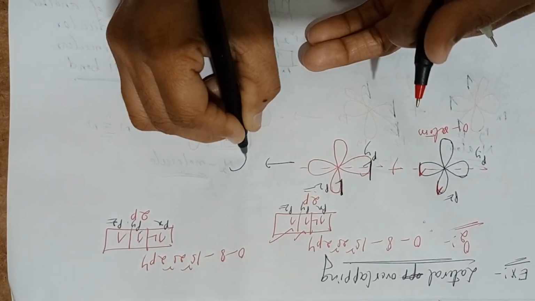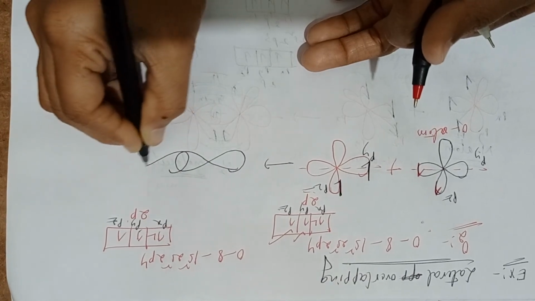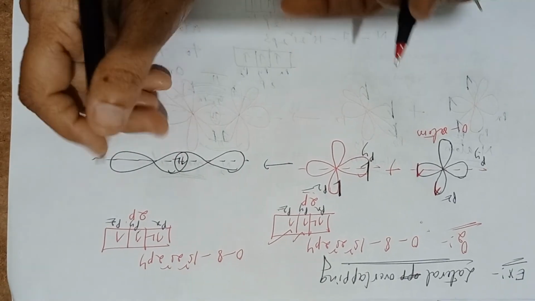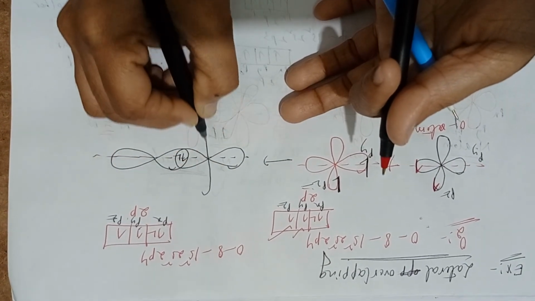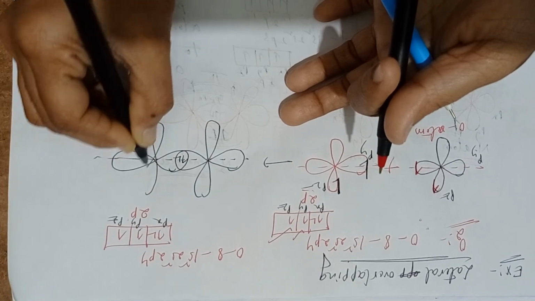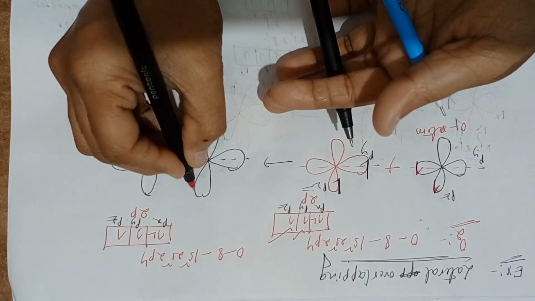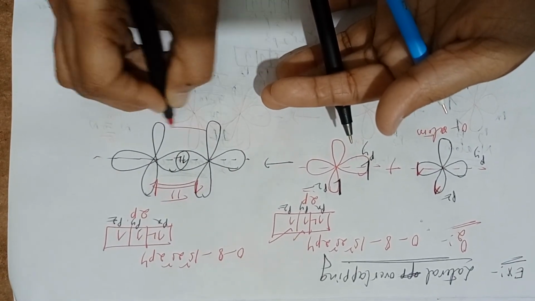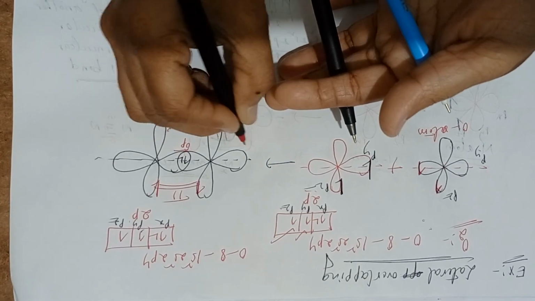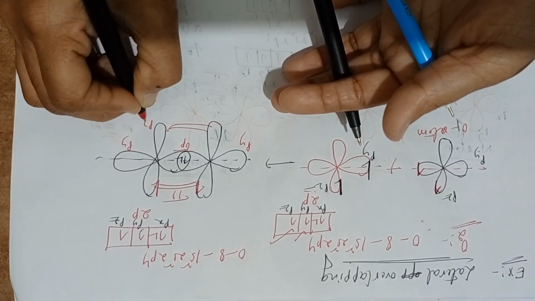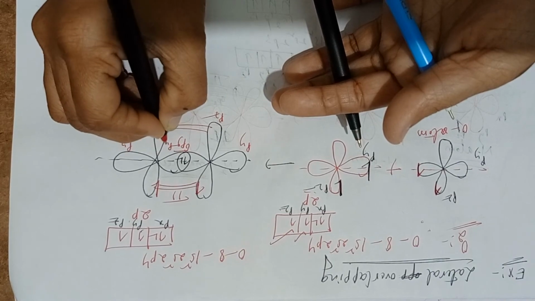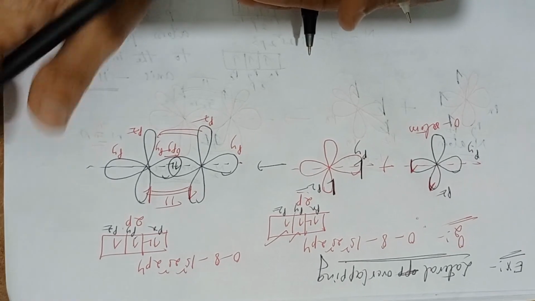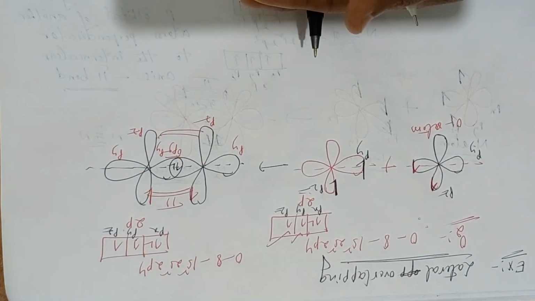Now see here. This is py, py undergoing overlapping. It is end to end overlapping, students, along the internuclear axis. The pz, pz orbitals are undergoing sidewise overlapping. This is where a pi bond is formed. This is the sigma bond. Which type of bond? This is py, this is py, this is pz, this is pz. The py orbitals are undergoing end to end overlapping, sigma bond is formed. These are sidewise overlapping. So which type of bond? Pi bond is formed.